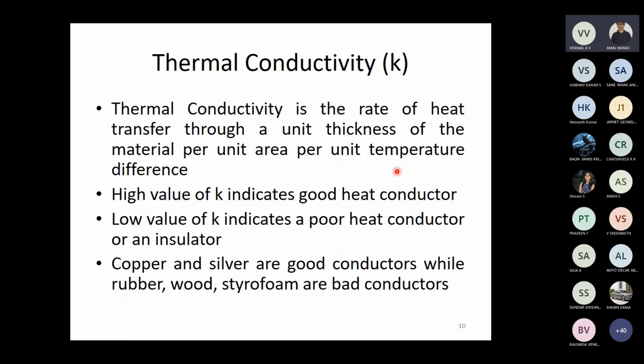A bigger value of K means it is a better conductor. A lower value of K indicates a poor conductor, also called an insulator. We need good conductors, and we also need insulators. Copper and silver are good conductors, while rubber, wood, and styrofoam are bad conductors. Among these two, silver is the best conductor. But silver being expensive, we usually go for copper for commercial applications wherever we need good conductors. Similarly, we need bad conductors.